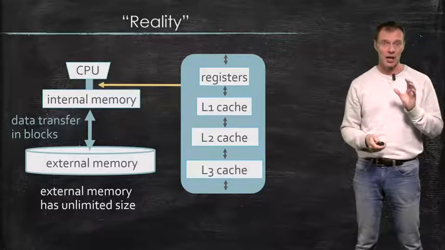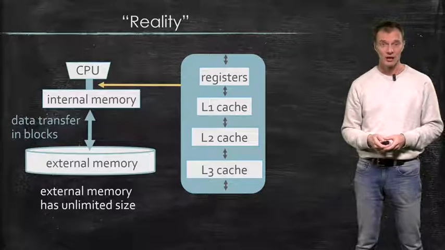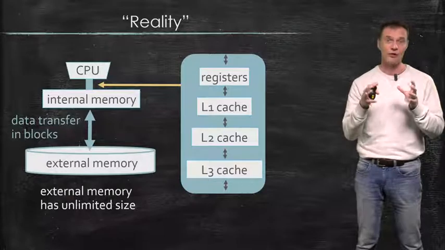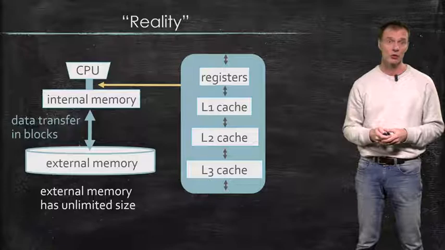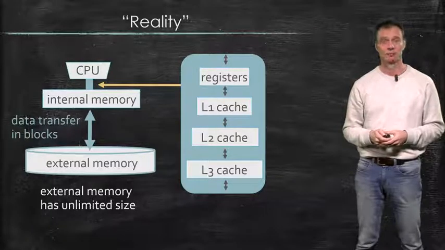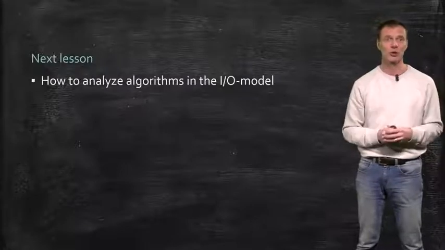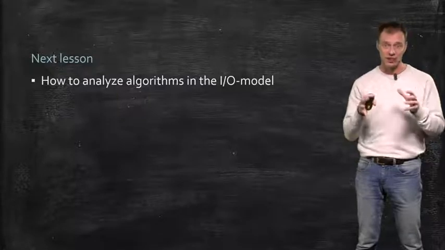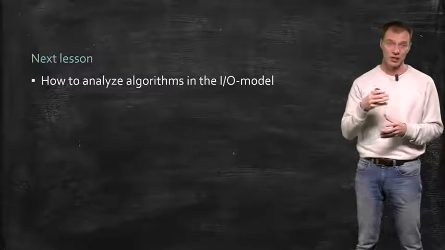But for us, the abstract model will be what we're going to use, and it's actually good enough in the sense that it highlights a lot of the important issues involved in algorithms that operate on data in the external memory. So what we're going to do in the next lesson is take this model and show on a specific example how the analysis of the number of IOs of a particular algorithm works in this IO model.